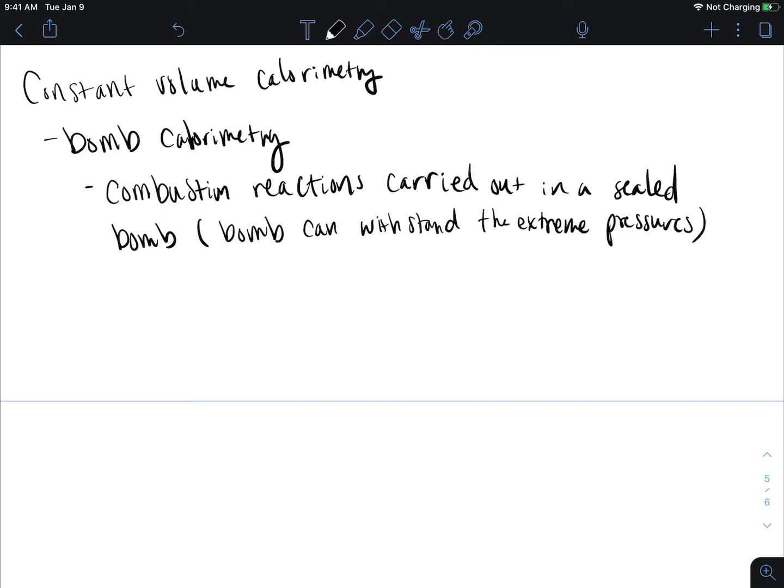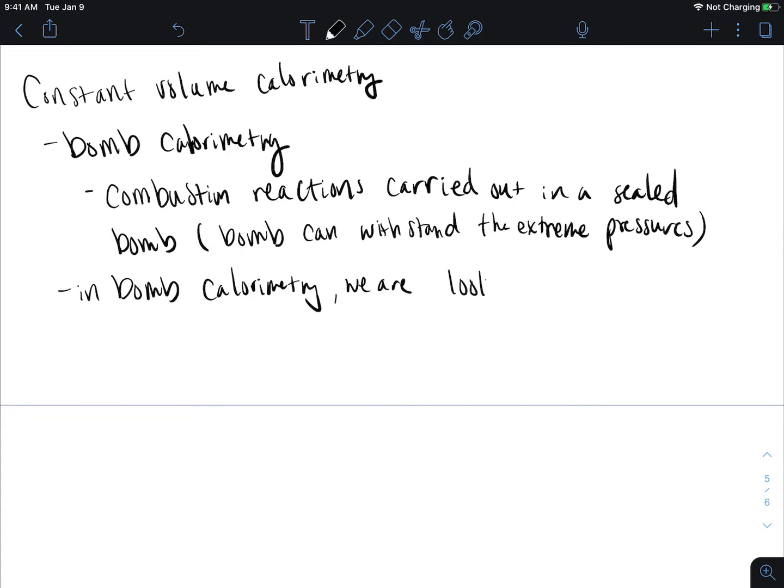Okay, so here we're not looking at our enthalpy. We're actually going to be looking at our internal energy instead. So in bomb calorimetry, we are looking at internal energy, not enthalpy.